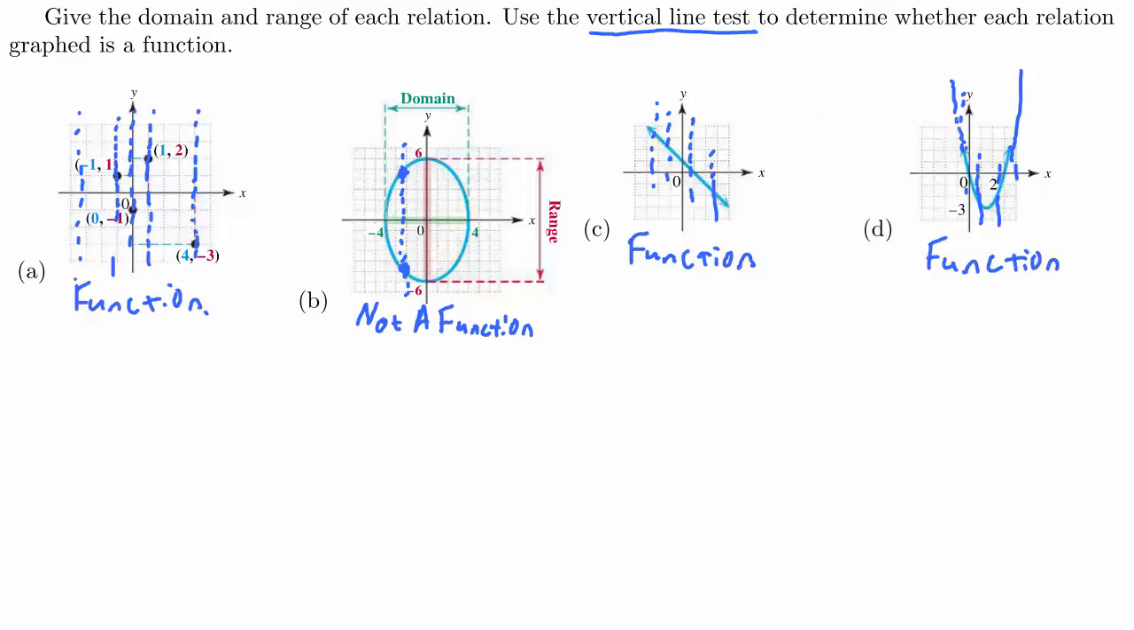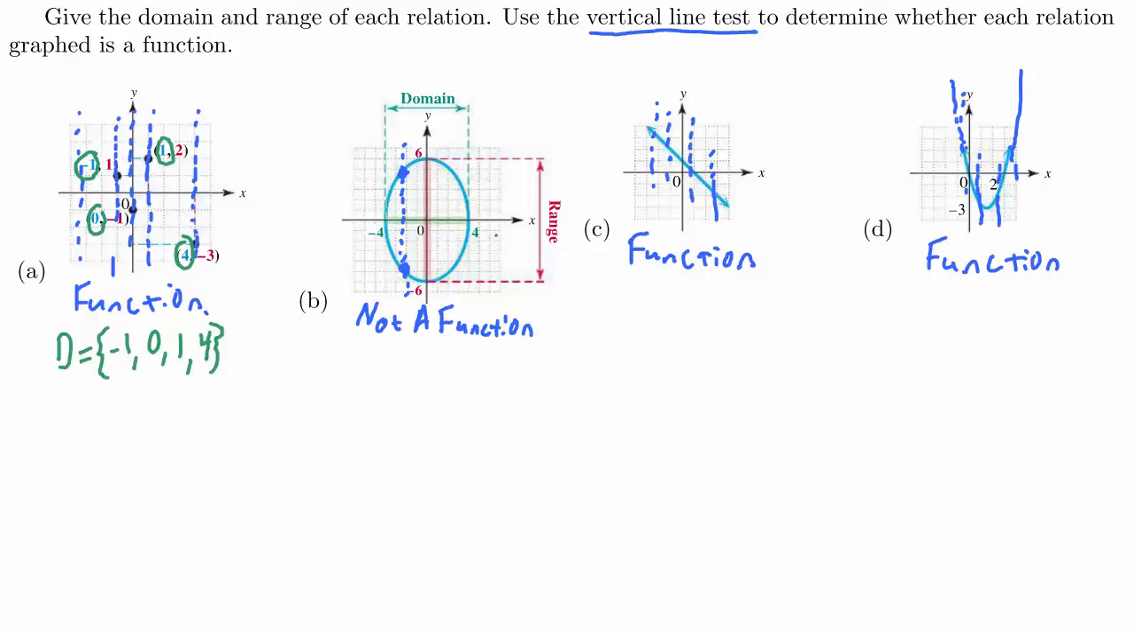Now, I want to go back to A, and I want to talk about the domain and range. The domain, again, is simply all of the x values. So if I go over here, I have -1, 0, 1, and 4 for my x values. So just put those in set notation: -1, 0, 1, and 4. Let's look at B. I'll come back to the range on A.